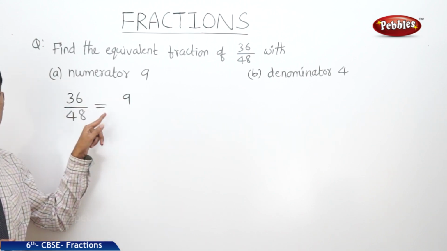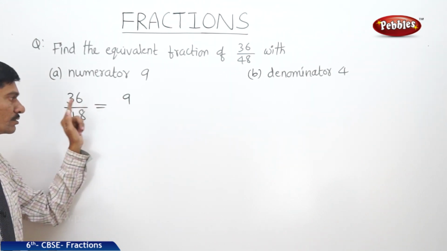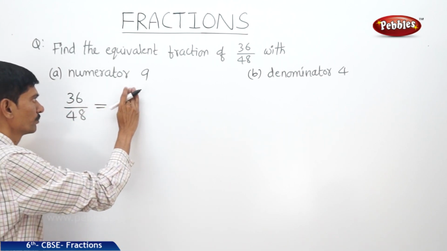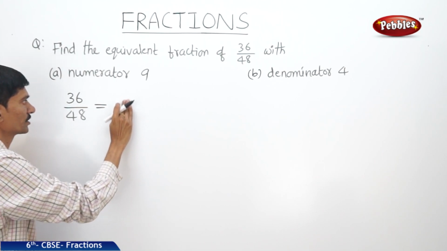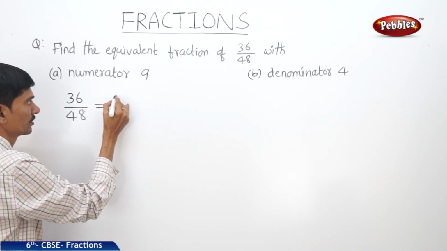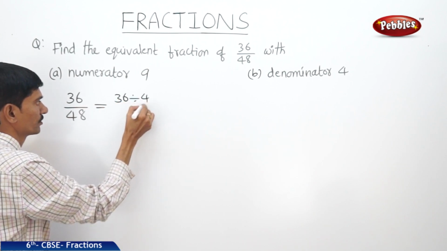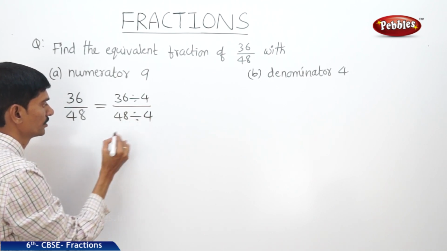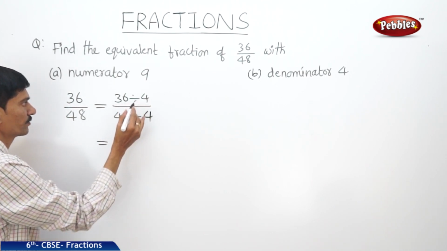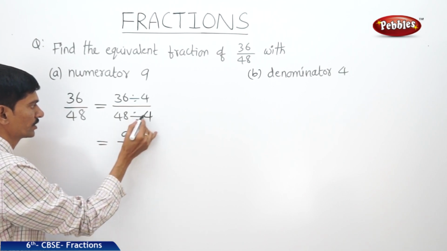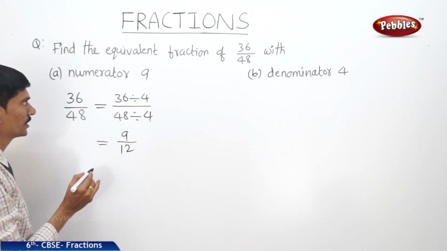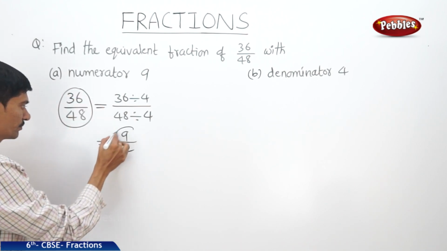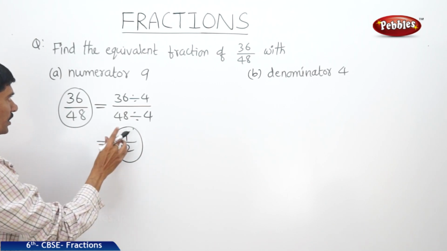So then 36 by 2 is 18. 36 by 3 is 12. And 36 by 4 is 9. So then we have to divide both numerator and denominator by the same number 4. So then we take 36 divided by 4 by 48 divided by 4. So then we get 36 by 4 is 9 by 48 by 4 is 12. So then the equivalent fraction of 36 by 48 is 9 by 12 when the numerator is 9.